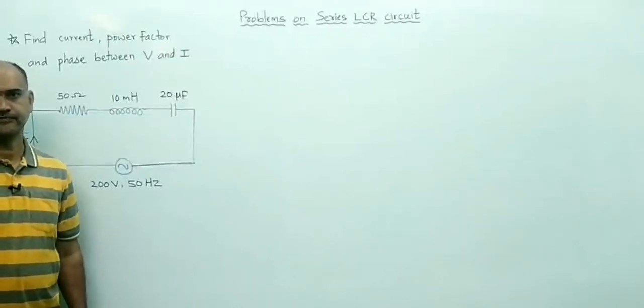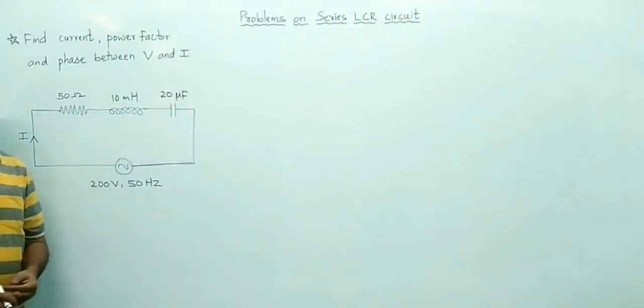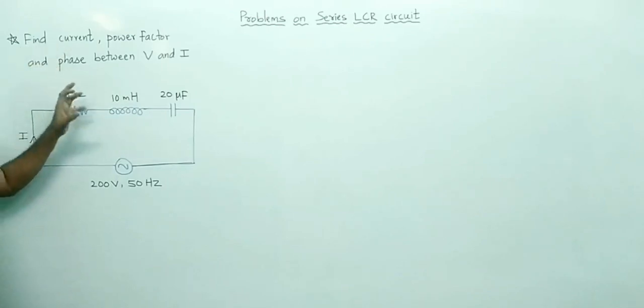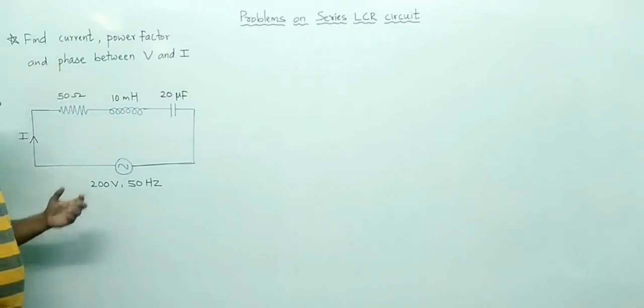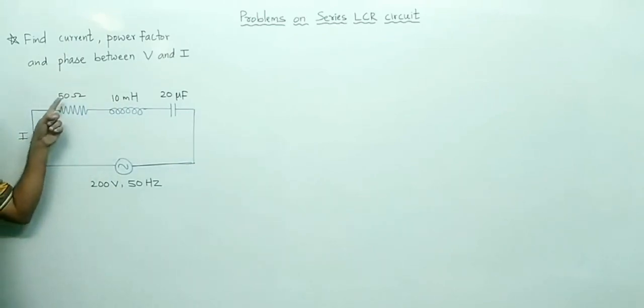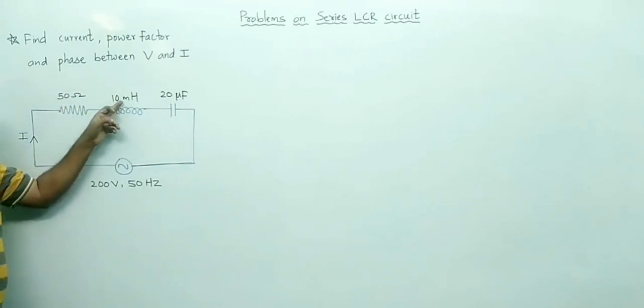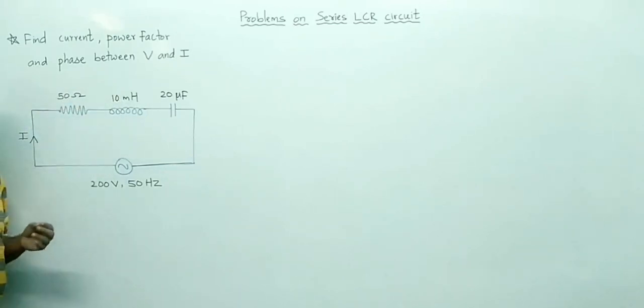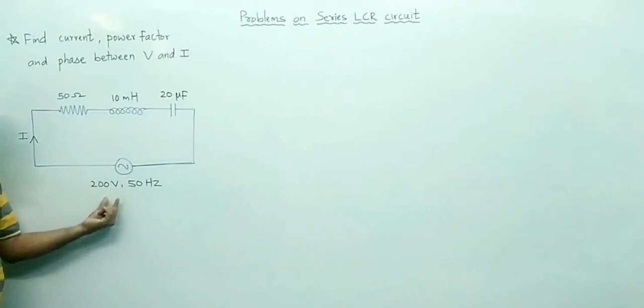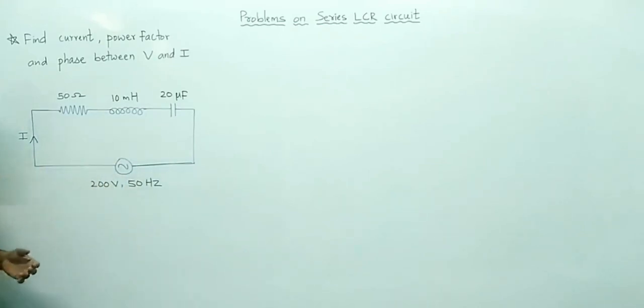Hello students. So today we will see a few problems on LCR circuit. First, he has asked to find the current, power factor and phase between voltage and current. An LCR circuit is given where resistance is 50 ohms, inductance is 10 millihenry and capacitance is 20 microfarad, connected across an AC source of 200 volt, 50 Hertz.